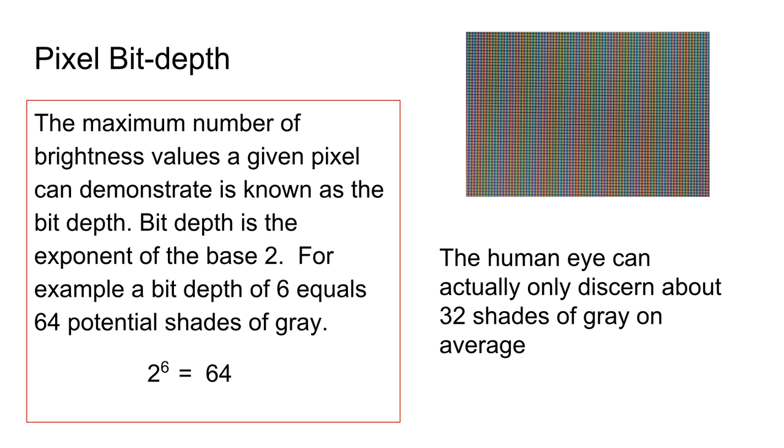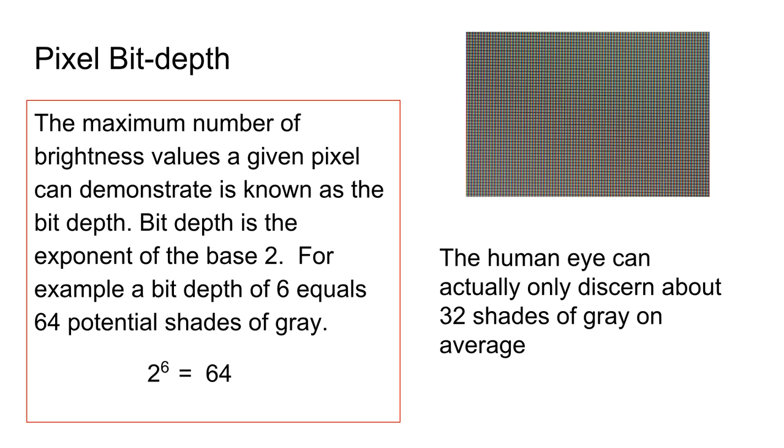Now, we talked about kind of how the brightness comes about. How many potential brightness levels can any individual pixel represent? That is based on something known as the bit, B-I-T, depth, D-E-P-T-H. And bit depth always starts with the number 2, not 2 grayscales, but a base number of 2.